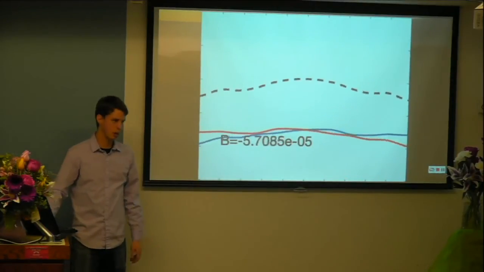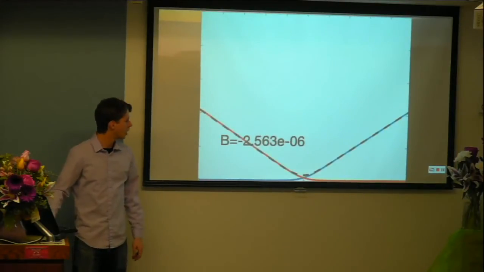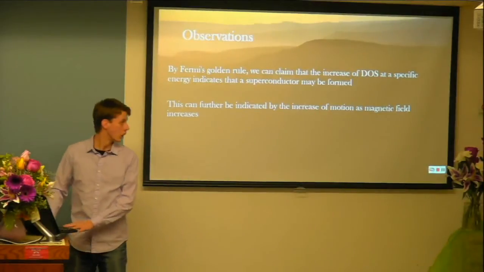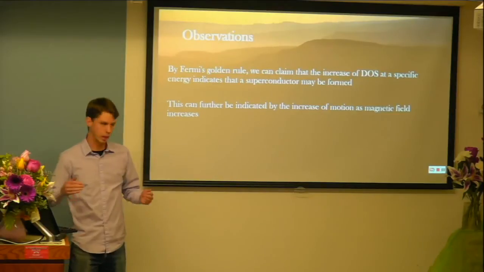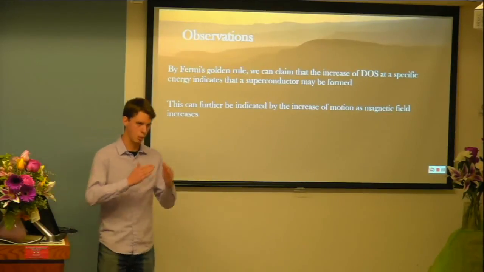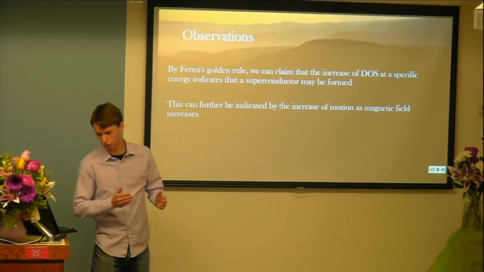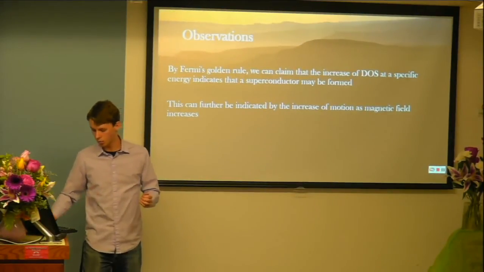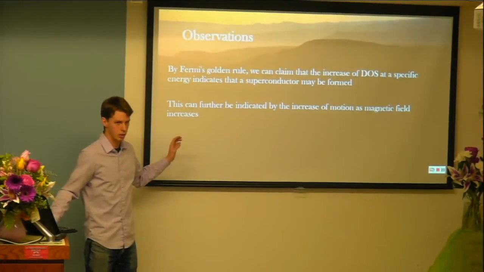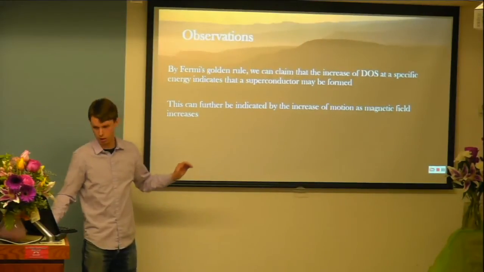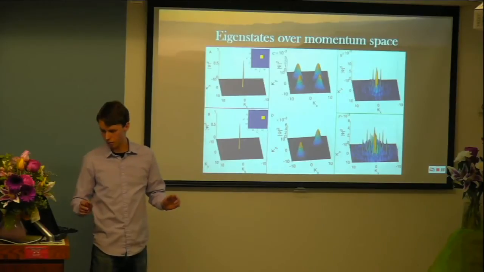Just for a little bit of a better visualization of the density of states over time. Okay, so some observations that could be made here, again by Fermi's golden rule. We can claim that as density of states increases at one specific energy, you could maybe see a superconductor being formed. Further indication of this was found when looking at the eigenstates found through this experimentation.